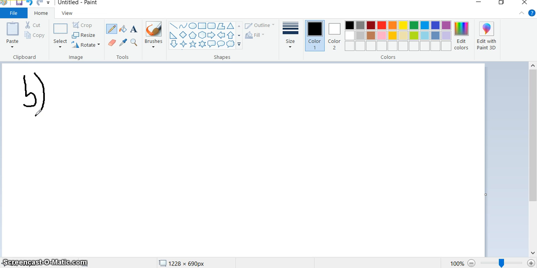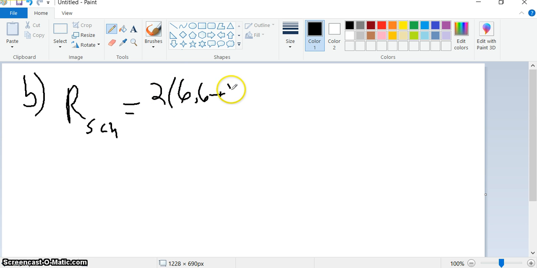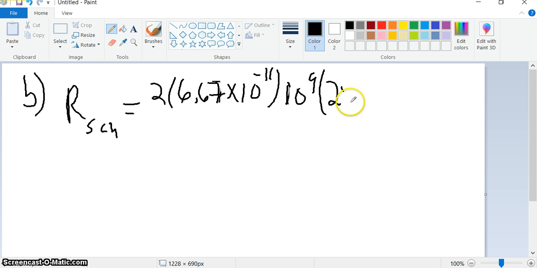Let's see. So this is the Schwarzschild radius of the billion one. Again, it's just 2 times 6.67 times 10 to the minus 11th. That's the universal gravitational constant, never changes, and then times a billion, which is just 10 to the 9th, times the mass of the sun, which is, so we're multiplying by 2 times 10 to the 30th.